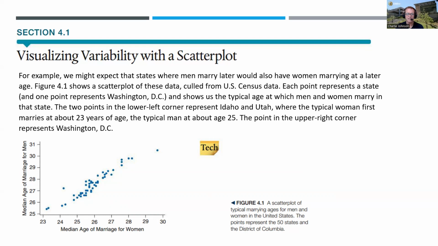Each point represents a state, and one point represents Washington, D.C. and shows us the typical age at which men and women marry in that state. The 2 points in the low left corner represent Idaho and Utah, where the typical woman first marries at about 23 years of age, and the typical man at about 25. The point in the upper right corner represents Washington, D.C.